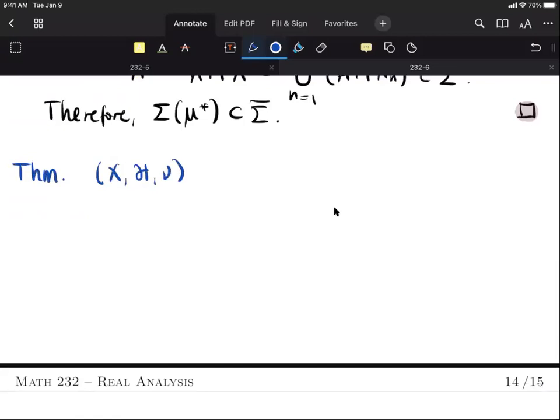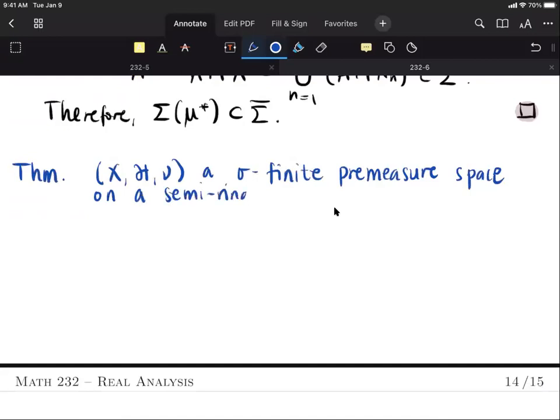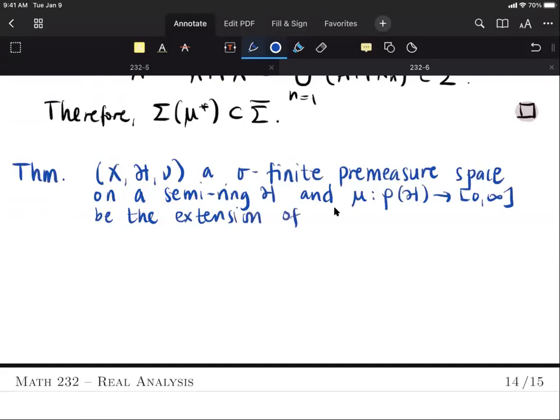So now let's start with a sigma finite pre-measure space. You can think of the Lebesgue pre-measure space on the semi-ring of cells. So here we have a semi-ring H, and mu, let's say, be the extension of your pre-measure to the ring generated by H, which is of course again a pre-measure by Hahn's theorem.